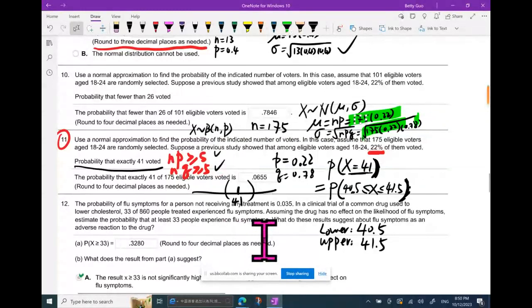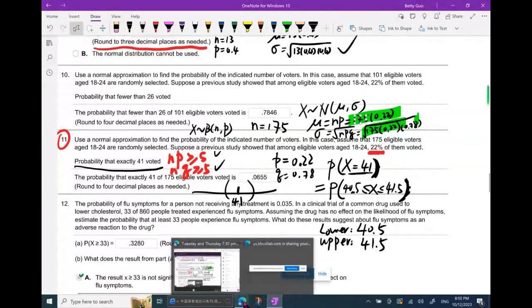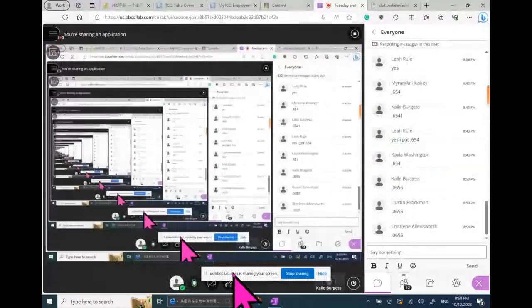Your answer should be 0.0655, or 6.55%. Awesome. Very good, very good.